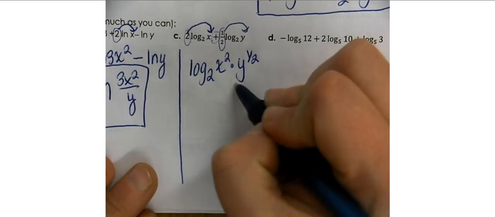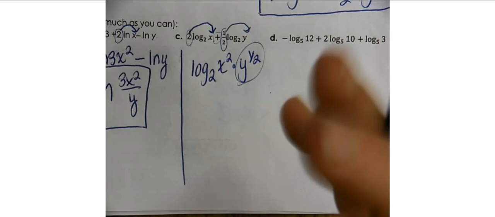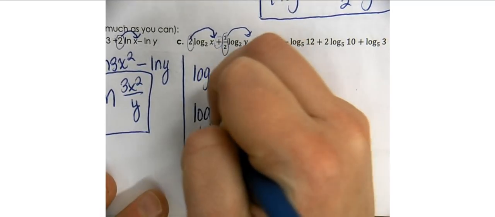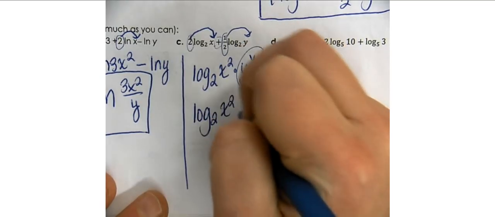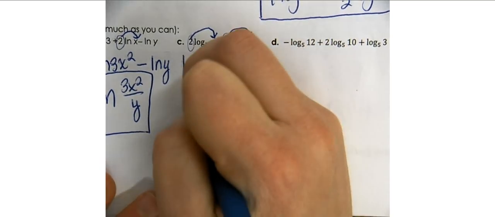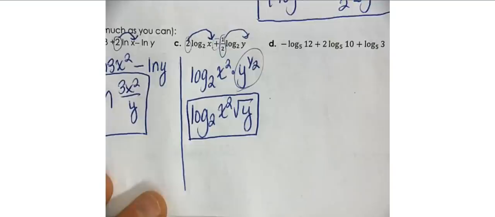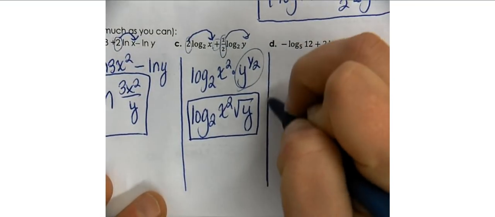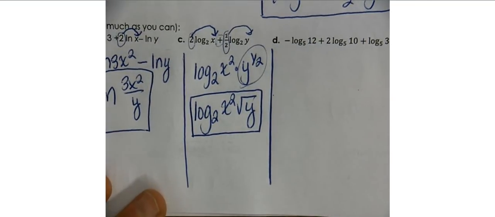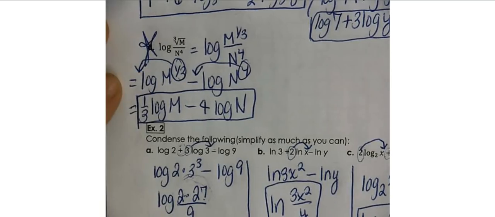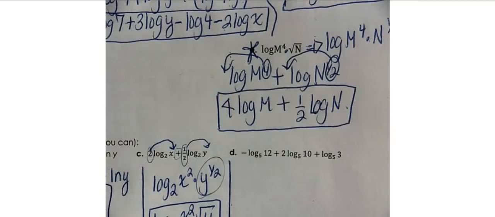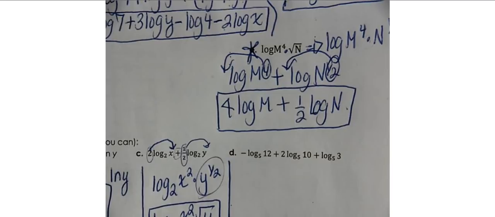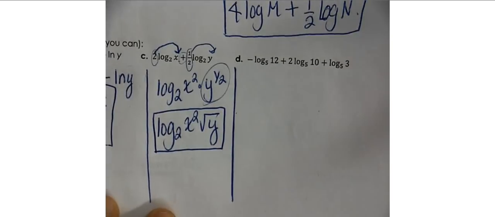Now I can simplify or rewrite that y to the 1/2 power using roots. So my condensed form is going to be log base 2 of x squared times the square root of y. It's better to write your answer using roots because that's how you're going to see original problems given to you, just like we did in example 1, letters D and E. You're going to be given problems that will have roots around them instead of fraction exponents.